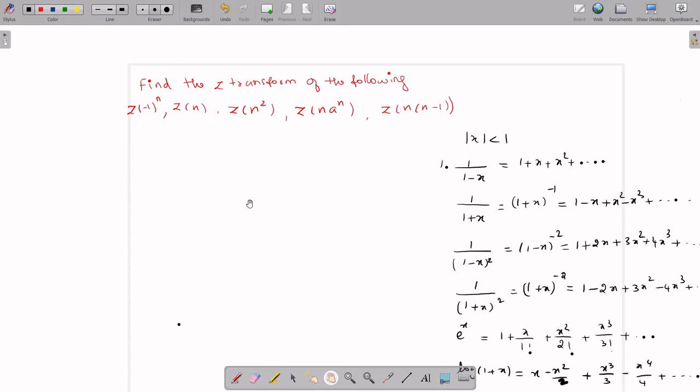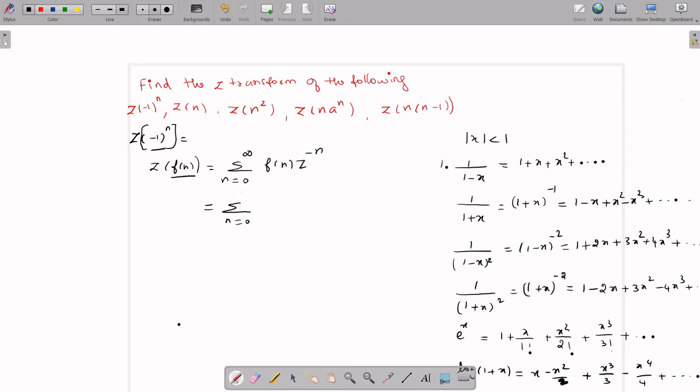Okay. Now we will do the first problem. Z transform of minus 1 whole power n. That is, we have to find the Z transform of this. What is the definition? Z transform of f of n is summation n is equal to 0 to infinity f of n into z power minus n. In the place of f of n, you have minus 1 whole power n. We have to do it.